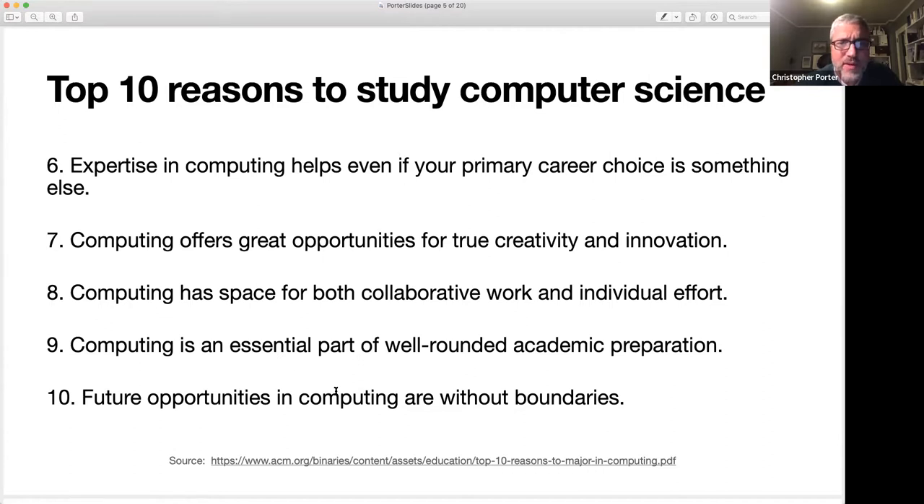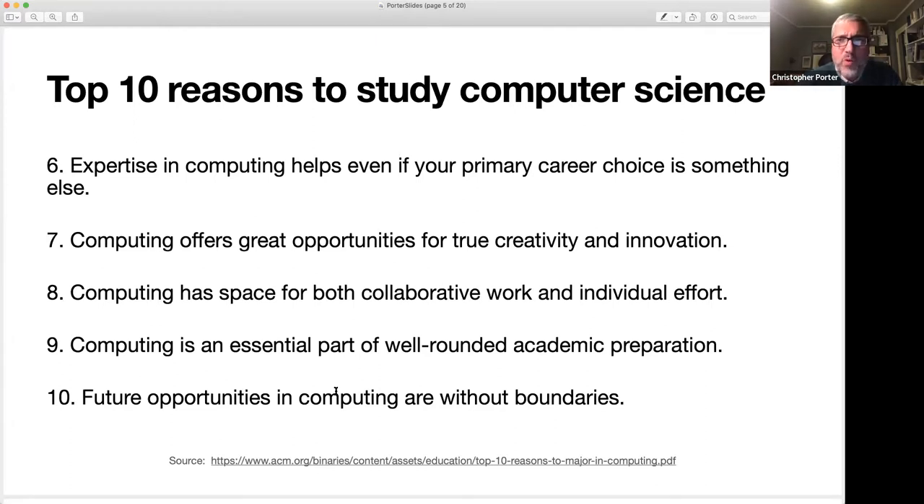Computing has space for both collaborative work and individual effort. So you can work in teams. Much of the software engineering these days, people are working in teams where massive software systems are being built in small pieces by individuals that are combining them, and all of this coordination is necessary. But also individual work is an important part of it as well. So you can be a very social collaborator, you could have more of a lone kind of work. There's opportunities for both there.